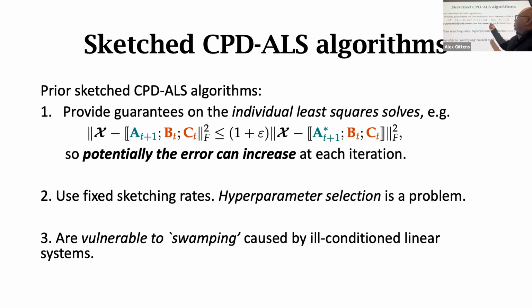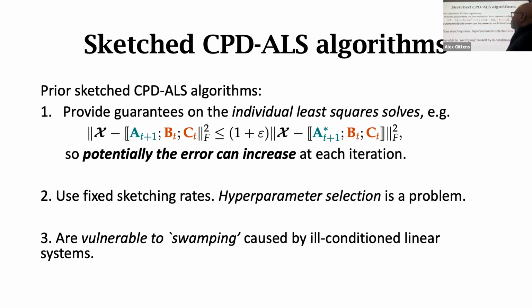So if I sketch my system, then the update that I get solves that system almost as well as if I had just directly solved my system without any dimensionality reduction. But the issue with this is that potentially that error could actually be increasing, right? Because slightly larger than optimal could be larger than my previous error. So my error is no longer non-increasing, and showing convergence hasn't been done before. Okay, so that's one issue.